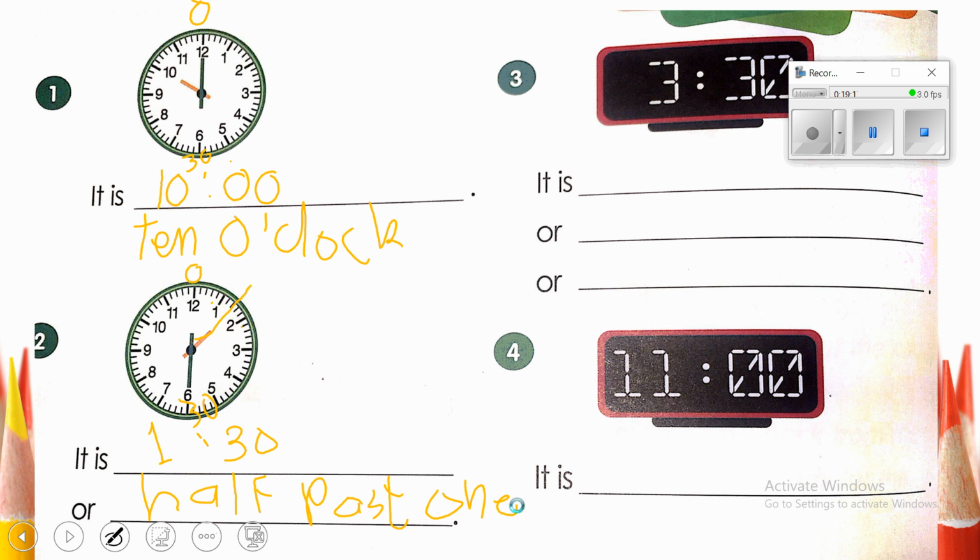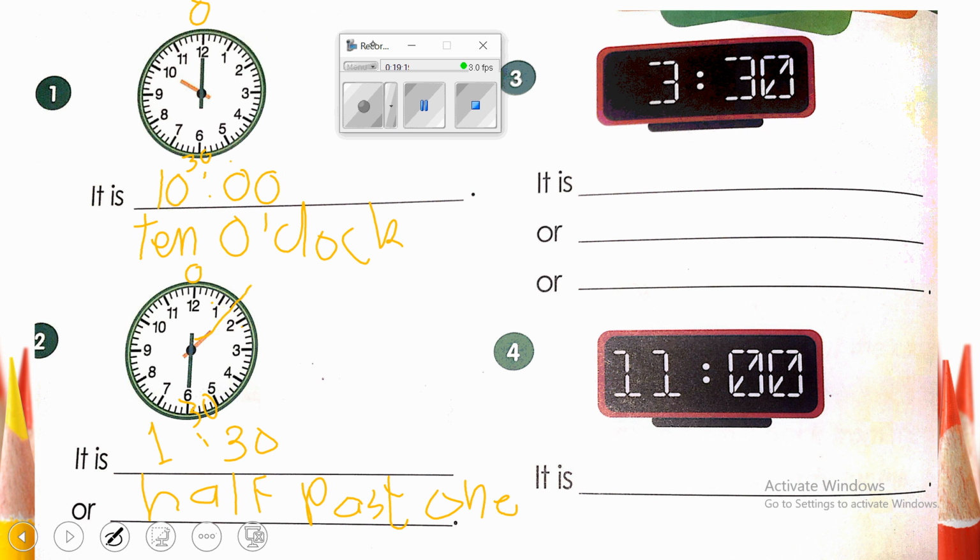Let's check here. Here I have the digital form. Where is the hour? 3 or 30? Perfect, 3. So it is 3. How many minutes? 30. 3:30. Let's make it in another way. 3:30.